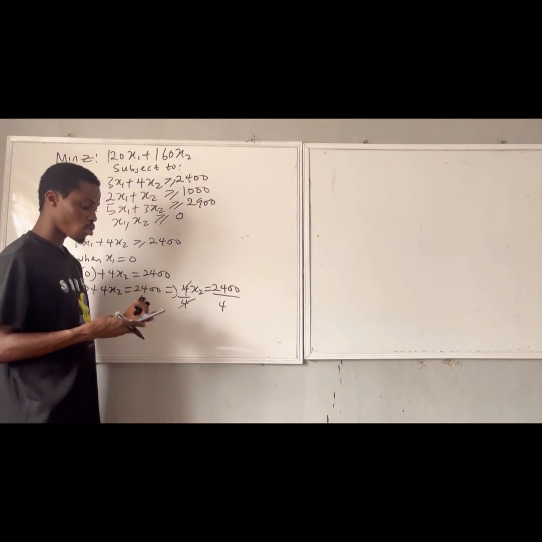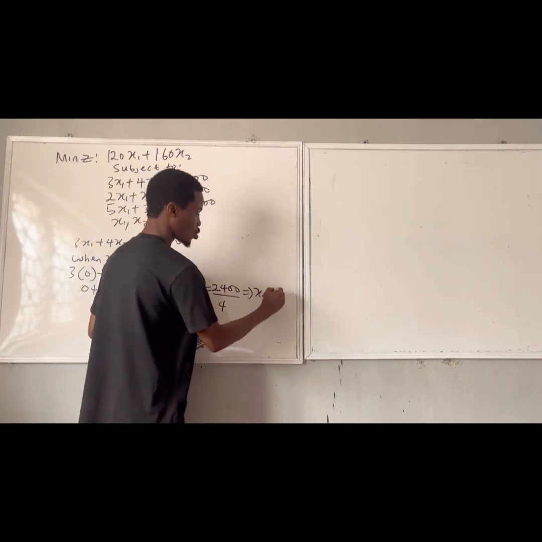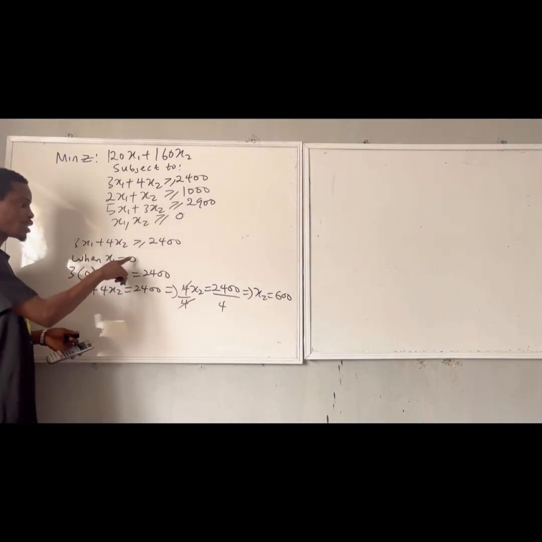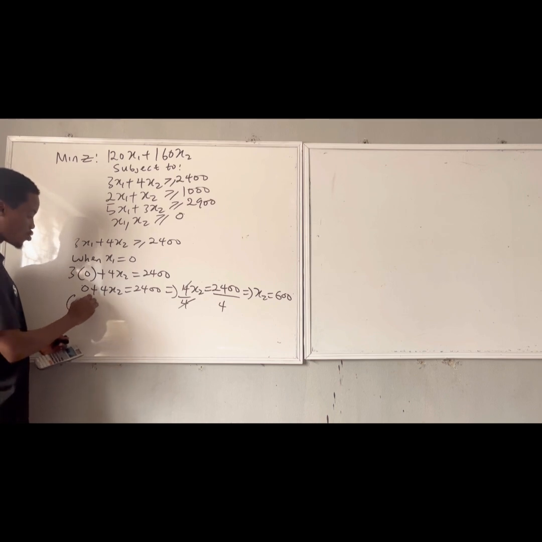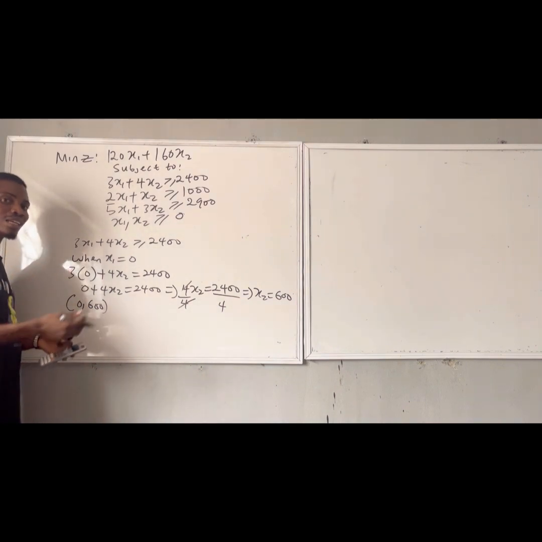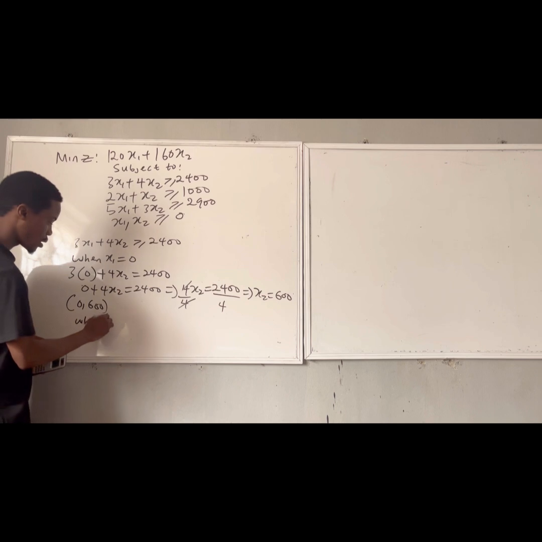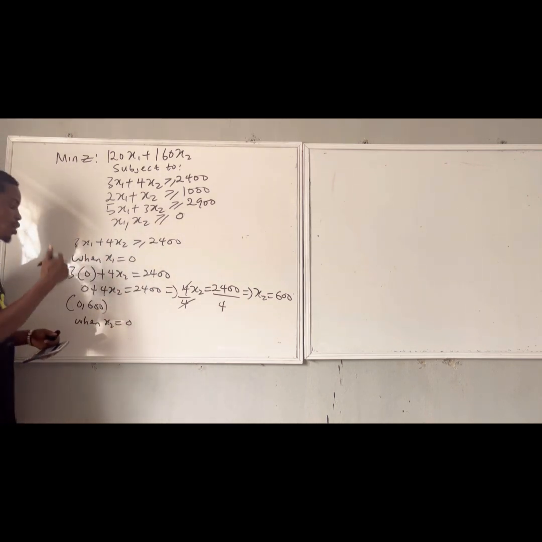2400 divided by 4 gives 600. So x2 is equal to 600. That is, when x1 is 0, x2 is 600. Now we test for the second one. From the first constraint, when x2 is 0, what are we going to have for x1?